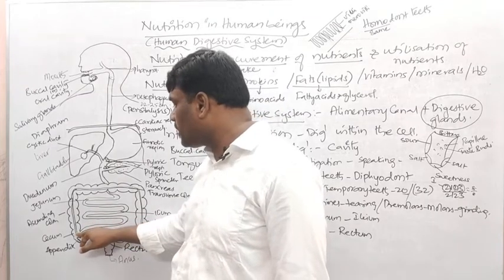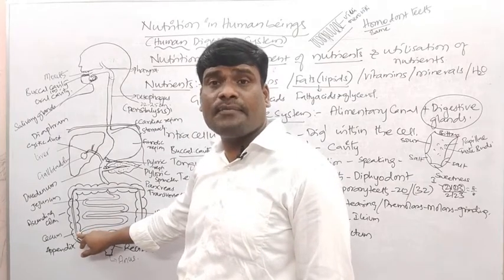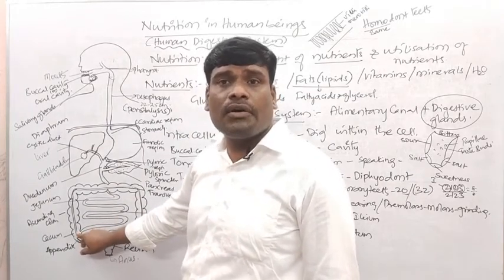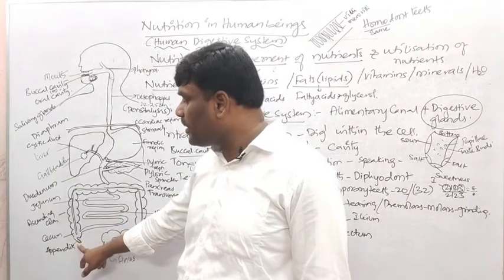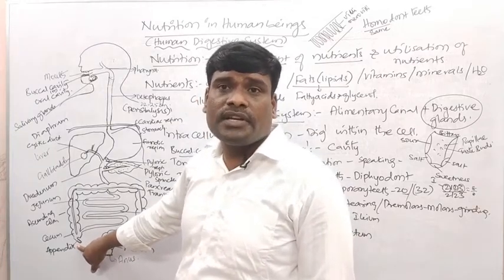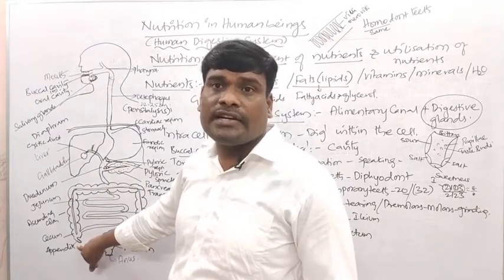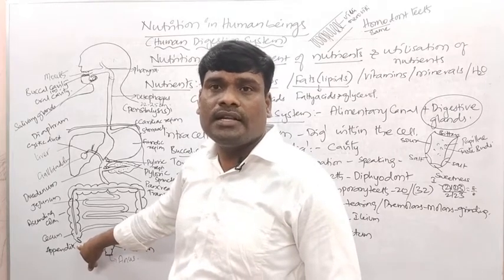The ileum opens into the large intestine. The first part of the large intestine is the cecum. The cecum is a vestigial organ, and it has a small projection called the appendix. It is also vestigial. It can be removed by surgery when it enlarges. It causes a lot of abdominal pain, and we usually see this in children.